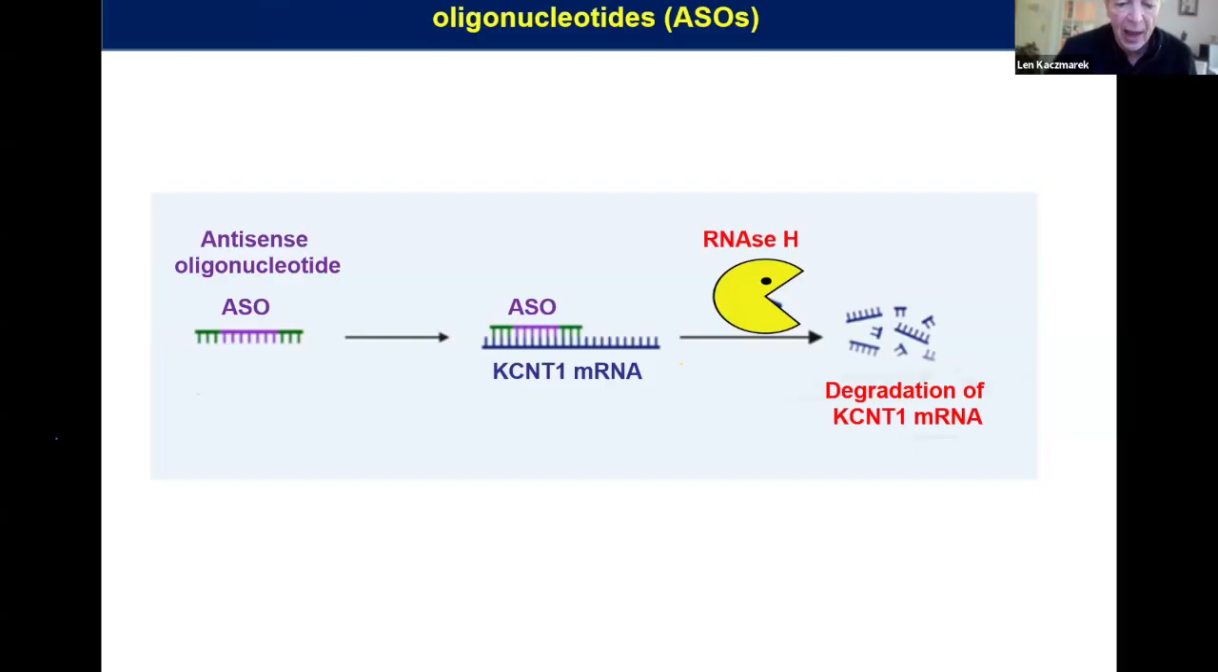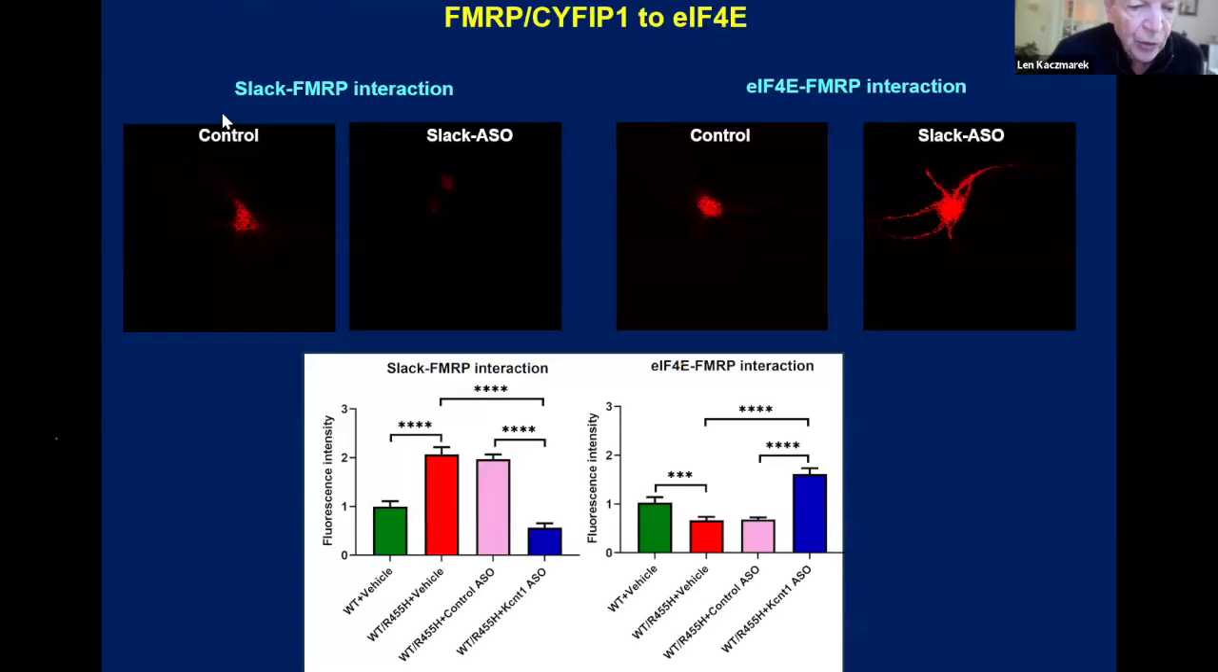So we tested that. And indeed, that is what happens. If you treat neurons with an ASO against Slack, the interaction between Slack and FMRP goes way down, and that's exactly what you'd expect because there's no Slack to interact with the FMRP anymore. But strikingly, the interaction between EIF4 and FMRP becomes markedly stimulated. And this is quantified here for the mutant. So this is the mutant treated with the ASO. The interaction of the mutant with FMRP goes way down because you've lost the mutant protein, but the interaction between EIF4 and FMRP goes way up.